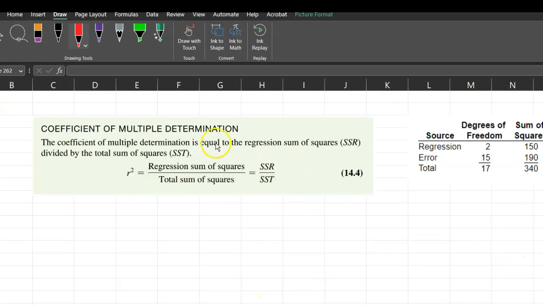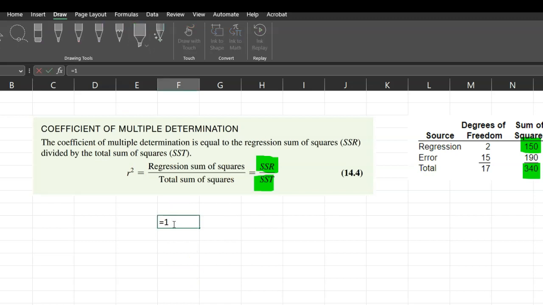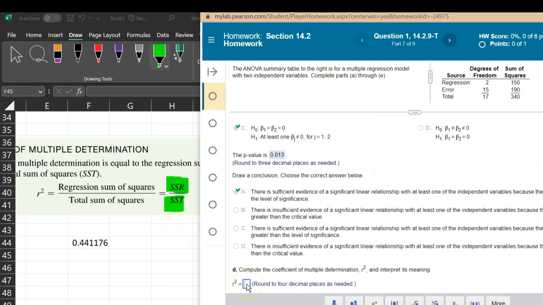To find r squared, we need to divide the regression sum of squares, the SSR, which is going to be this 150, by the SST, which is going to be the total 340. We can do the operation again on Excel. It's going to be equal sign 150 divided by 340, and this is going to be 0.4412. We want to round to 4 decimal places, so it's going to be 0.4412.